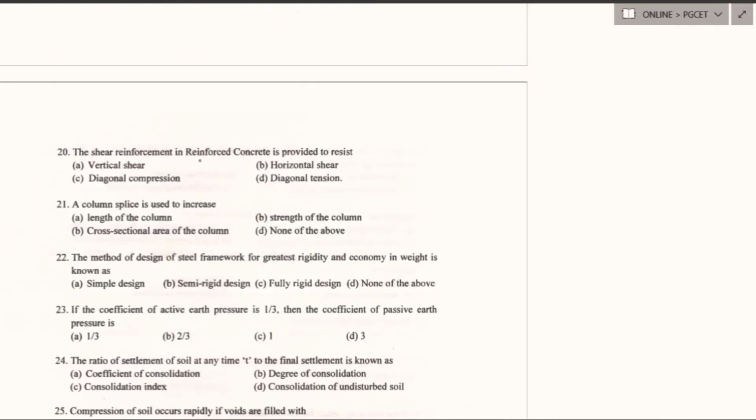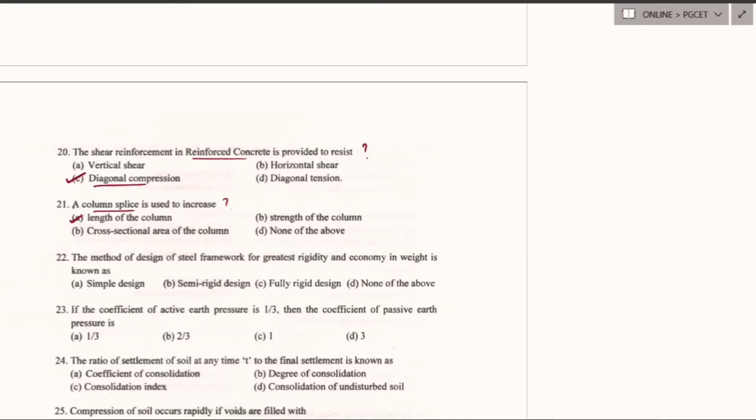Question number 20. The shear reinforcement in a reinforced concrete is provided to resist. Shear reinforcement is provided to take up the diagonal tension and prevent cracking of the beam. Option C is the right answer. Diagonal compression. Question number 21. A column splice is used to increase length of the column. Option A is the right answer.